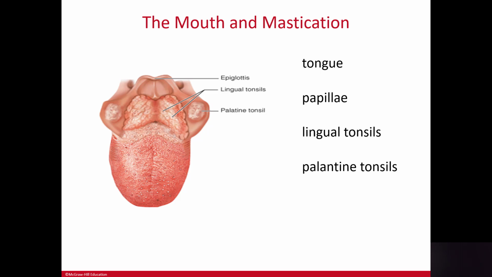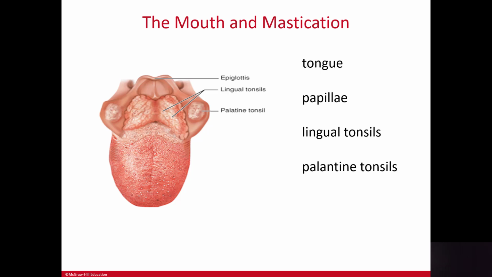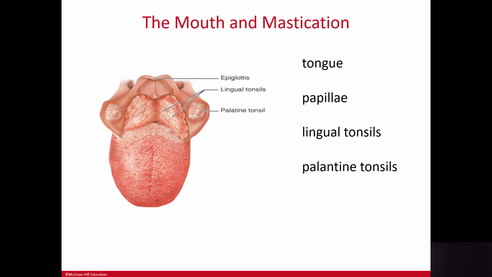This picture is also showing us the placement of the tonsils, which are just masses of lymphatic tissue. So you'll see lingual tonsils, which are at the back of the tongue. Lingual refers to tongue. And then palatine tonsils, which are on either side in the posterior aspect of the tongue.